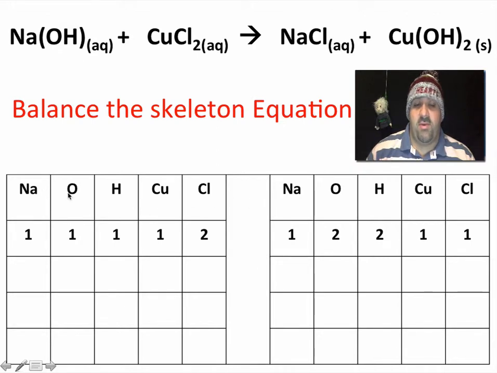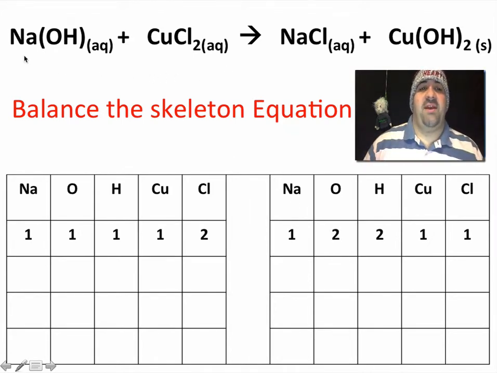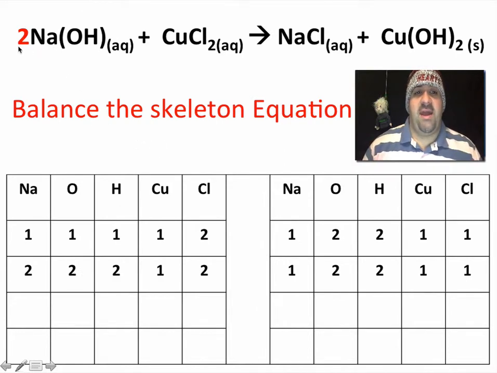And moving to the right, well, oxygen's not balanced. This side has an extra oxygen. So how could I fix that? How could I make this side have an extra oxygen? Well, I'm just going to put a 2 in front of here, and that will double everything in this formula. And if I do that, I now have to count atoms again. A little tedious, but we've got to do it. So now there's 2 Na. There's now 2 oxygen, 2 hydrogen, and we didn't touch copper or chloride, so there's still 1 and 2 of them.